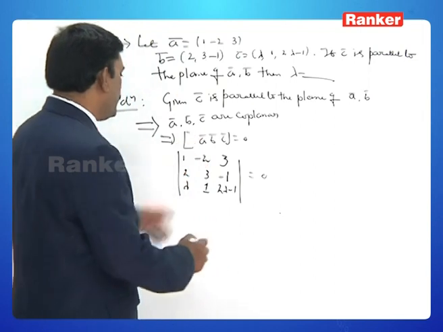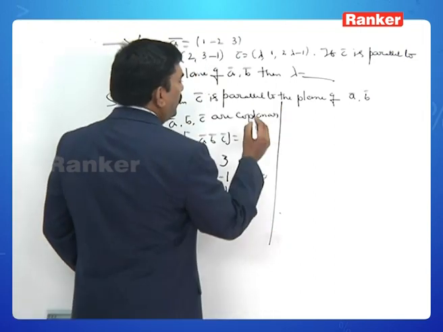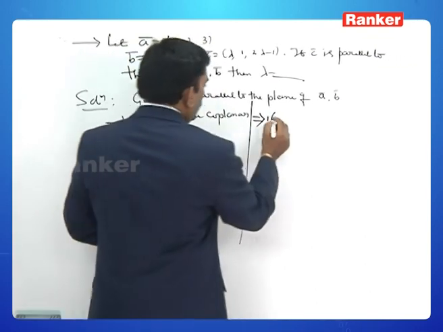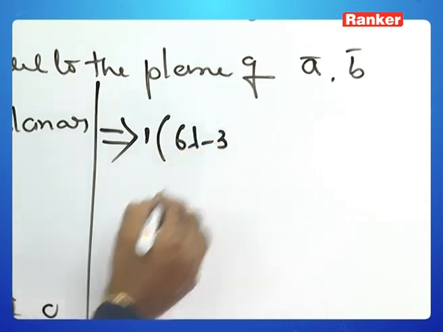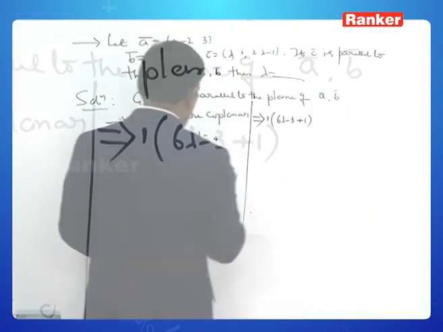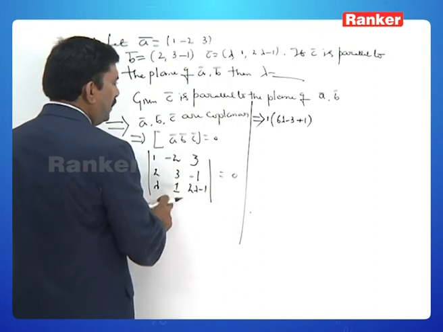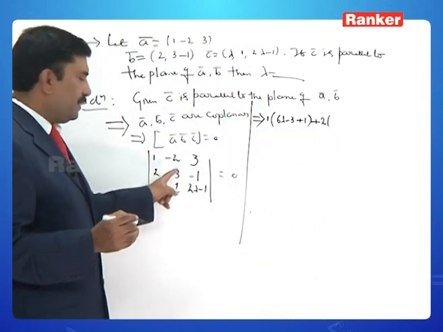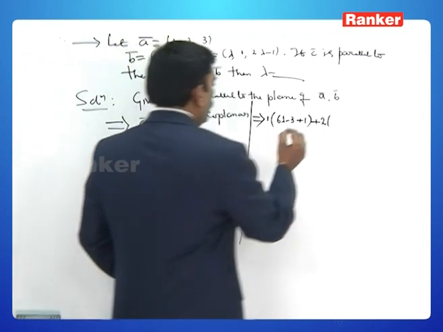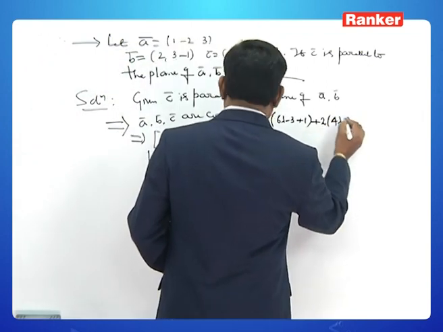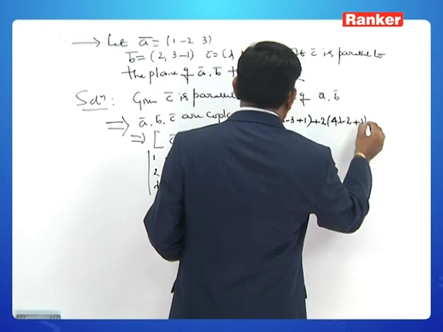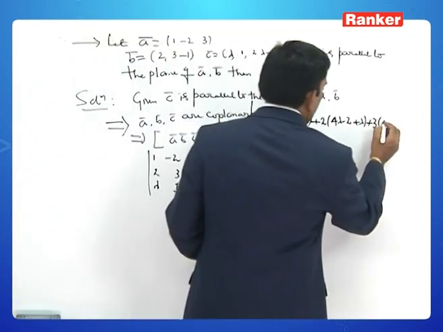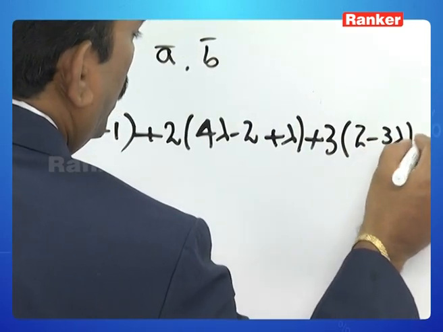Okay, so now let us expand this by expanding. Now 1 into 3 into this, 6 lambda minus 3. Now minus of minus, plus 1 into this into this, AD minus BC. Minus of minus, plus 2 here. Now 2 into this, 1 into this, now I can write 4 lambda minus 2. Minus of minus, plus lambda plus 3 into what is that? 2 minus 3 lambda. 2 minus 3 lambda is equal to 0.